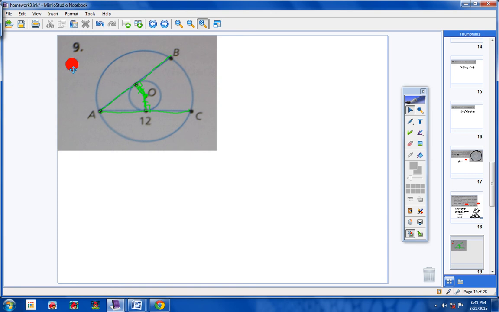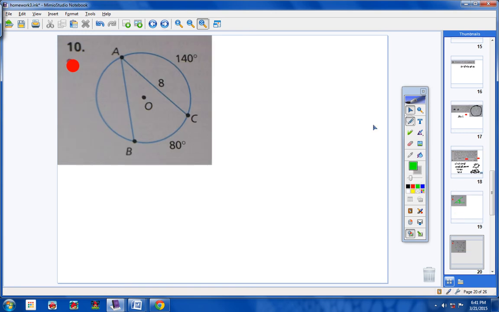Number 10. Alright, now we're told here that this arc right here is 140 degrees. Got it? And then we know this is 80. Alright? Now, real quick, we might need this. I'm not sure. We probably will. Let's find the measure of this arc right here. Now the measure of that arc is going to be 140 degrees.